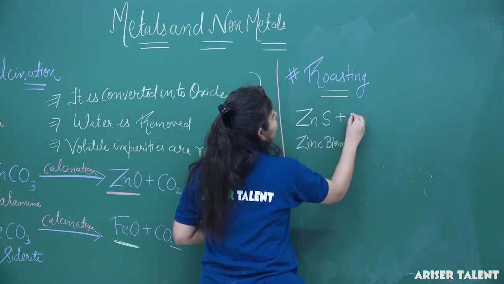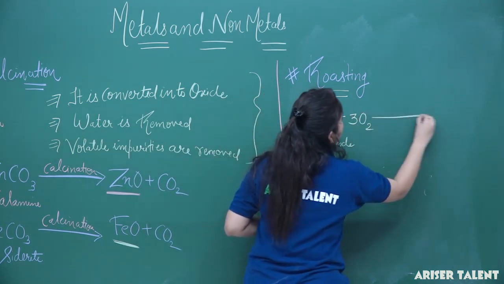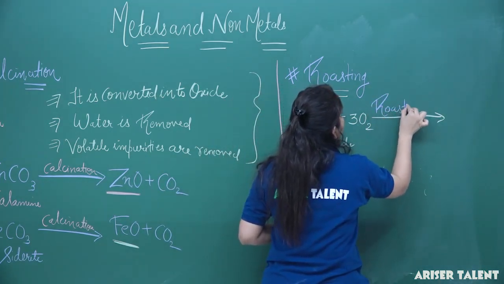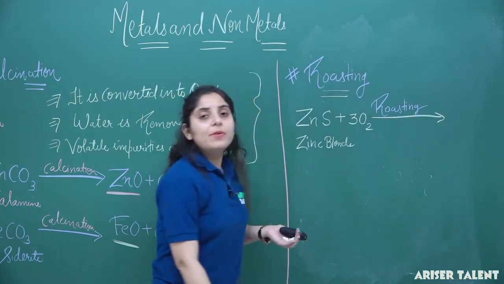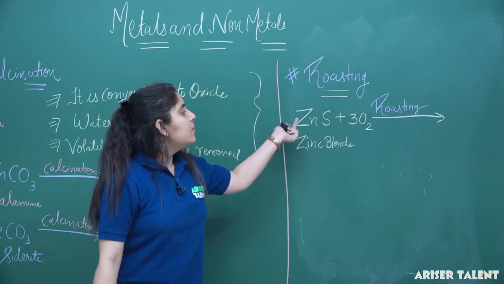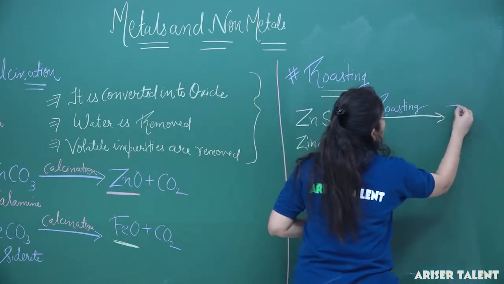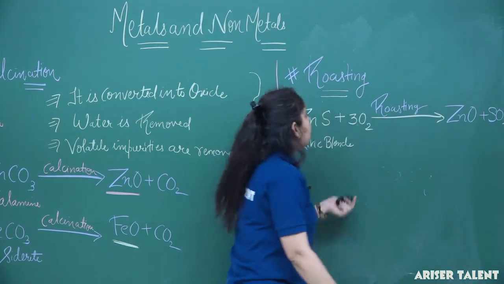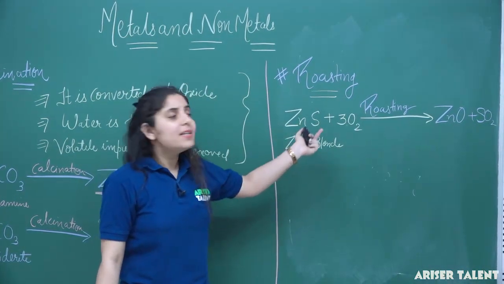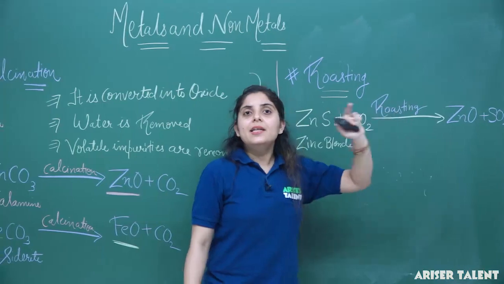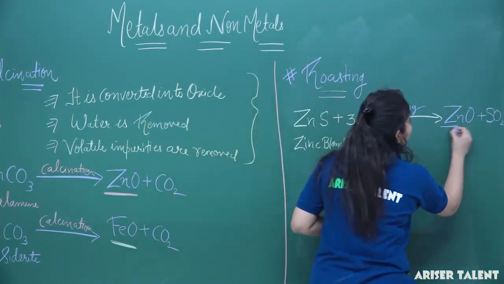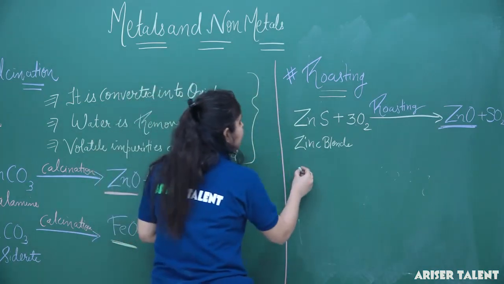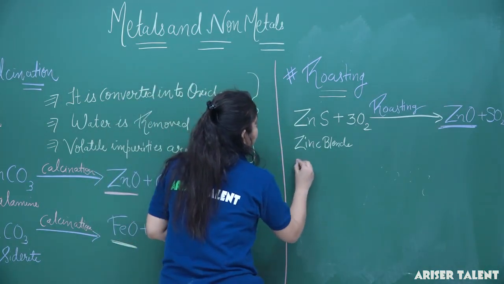In the presence of air, that is 3O2, roasting is performed. So we are doing roasting here, and in the product side we will get ZnO plus SO2. You can see here the sulfide ore is initially converted into oxide in the process of roasting. So we are getting zinc oxide this side. Now we are taking another example for this, that is FeS2.